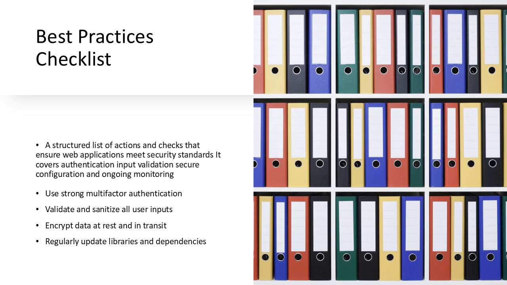Encrypt data at rest and in transit. When you input your credit card info, it's protected with encryption, making sure only the restaurant sees the numbers. When the site sends this to their payment processor, it's also encrypted so nobody else can read it. Regularly update libraries and dependencies. It's like keeping your phone's apps up to date. The website needs to ensure its core software is secure by patching vulnerabilities. By following these best practices, a restaurant website can protect customer info and maintain trust online.